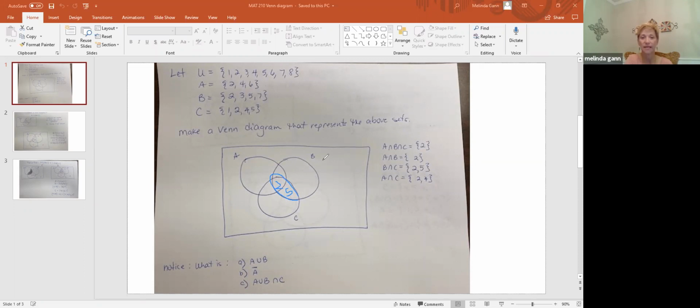Now look and see where A and C overlap. A and C overlap right there on that teardrop shape. Well, B and C both have a 2, but they also both have what?